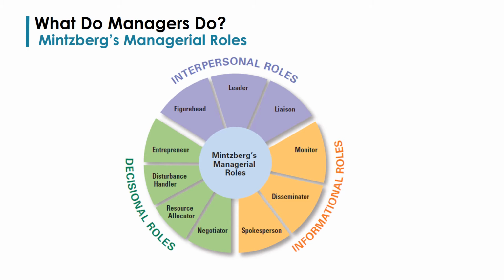Under the interpersonal role, there are 3 sub-roles: a figurehead, a leader, and a liaison. Under the informational role, there are 3 other roles: a monitor, a disseminator, and a spokesperson. Under the decisional role, there are 4 different roles: a negotiator, a resource allocator, a disturbance handler, and an entrepreneur. So these are the 10 basic roles under the 3 categories. Now let's move to discussing each one of them to understand more insights about them.